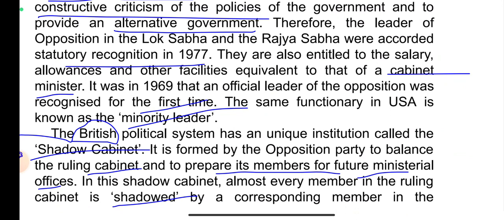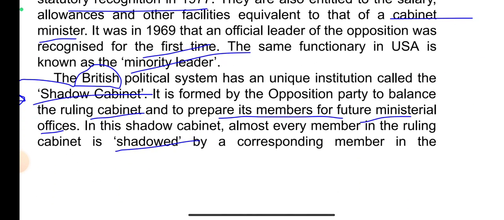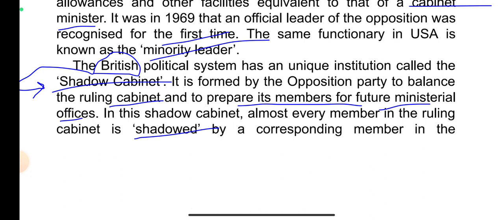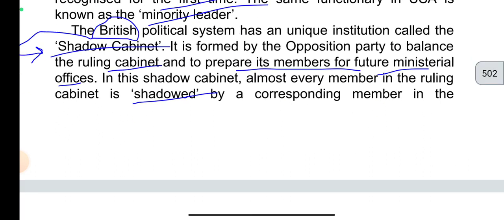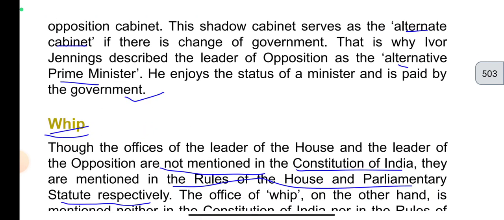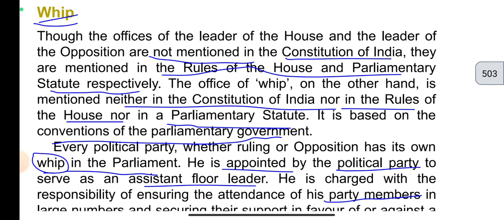The British political system has a unique institution called the shadow cabinet. It is formed by the opposition party to balance the ruling cabinet and to prepare its members for future ministerial offices. In this shadow cabinet, almost every member in the ruling cabinet is shadowed by a corresponding member in the opposition cabinet. This shadow cabinet serves as the alternate cabinet if there is a change of government. That is why Ivor Jennings described the leader of opposition as the alternative prime minister. He enjoys the status of a minister and is paid by the government. अच्छी सिस्टम है.